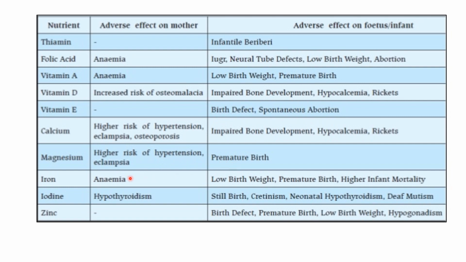And iron supplementation, if you are not giving, chance for anemia is there for the mother, and for the baby there is a chance for low birth weight, premature birth, and there is a chance for high infant mortality also. And iodine, if you are not giving sufficient amount, the lady will get hypothyroidism, and for the baby there is a chance for stillbirth, cretinism, neonatal hypothyroidism, and there is a chance for deaf mutism also.